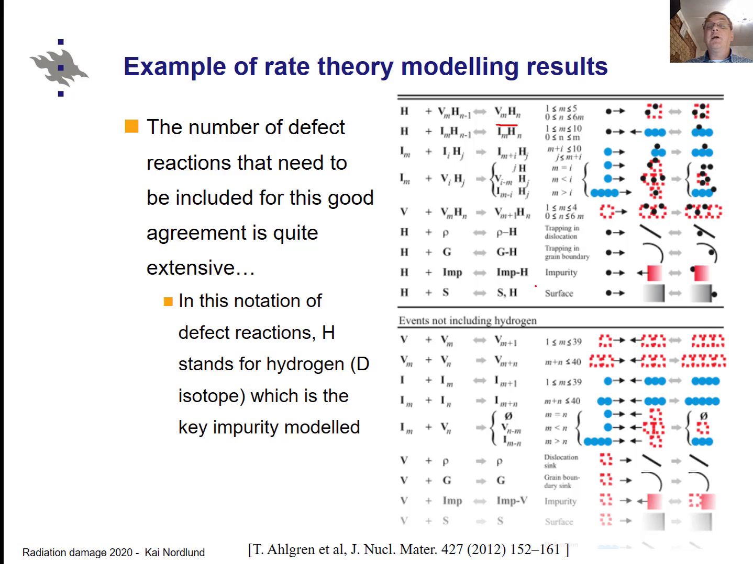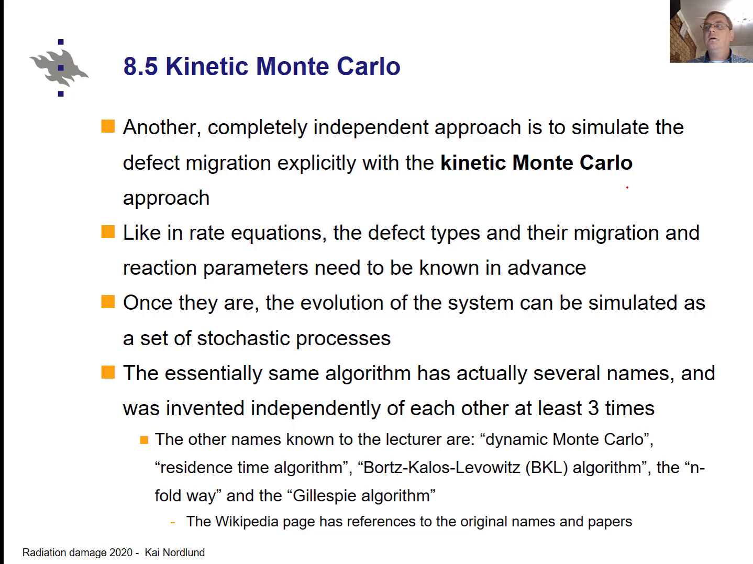And the way they are typically parameterized in this study and other studies is based on density functional theory and classical molecular dynamics results, which can then allow parameterizing these factors and then including the defect reactions. These MD simulations can also be useful in giving the trapping radii and so on. So that was the rate theory.